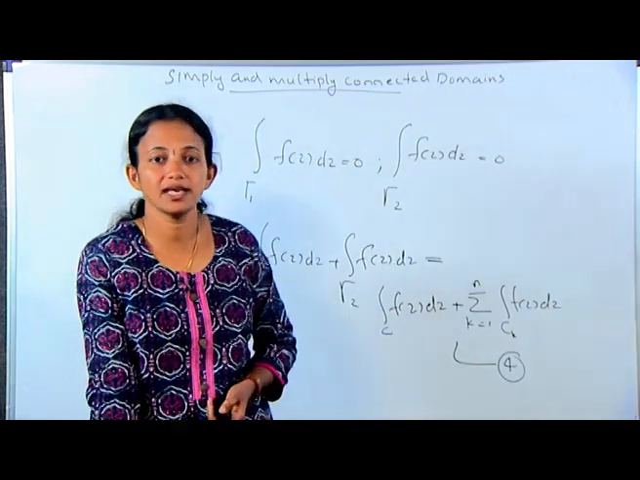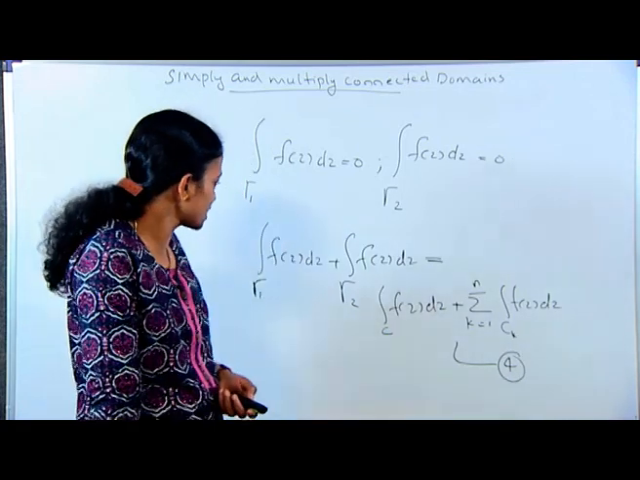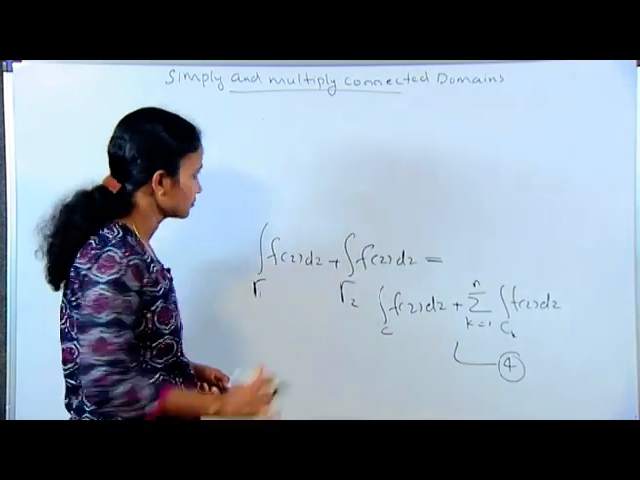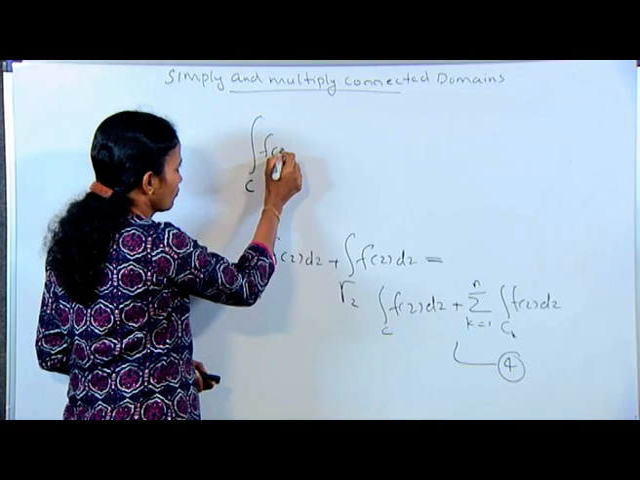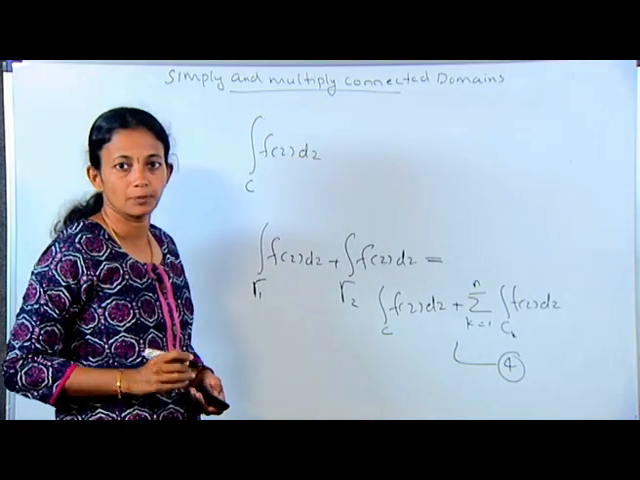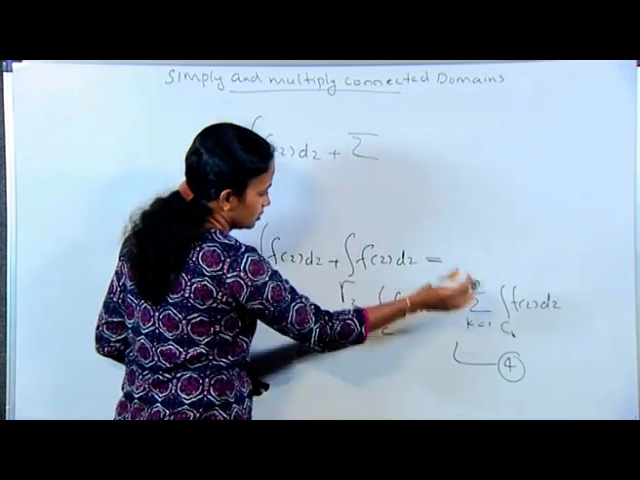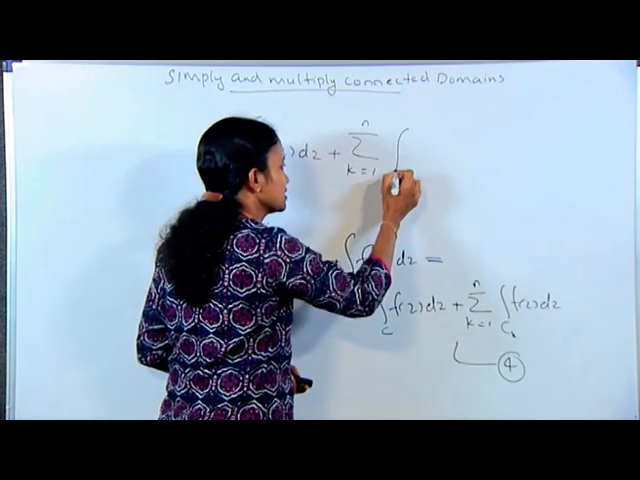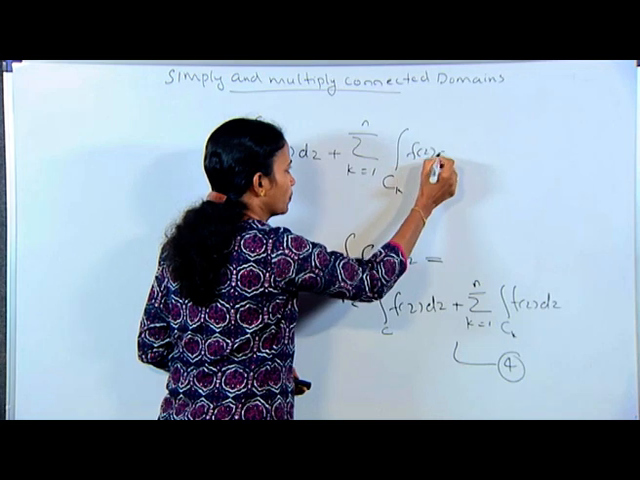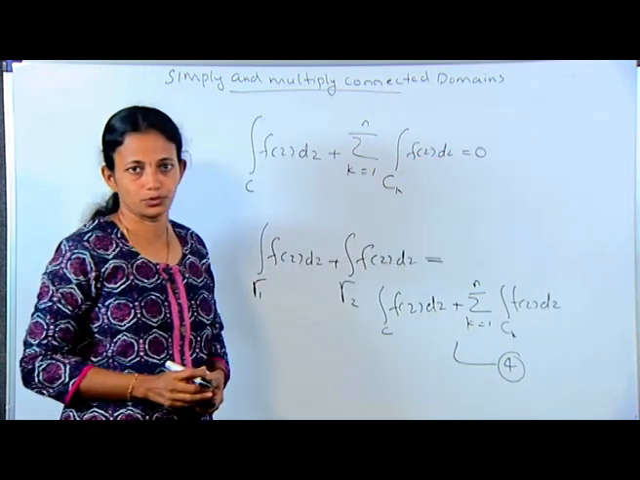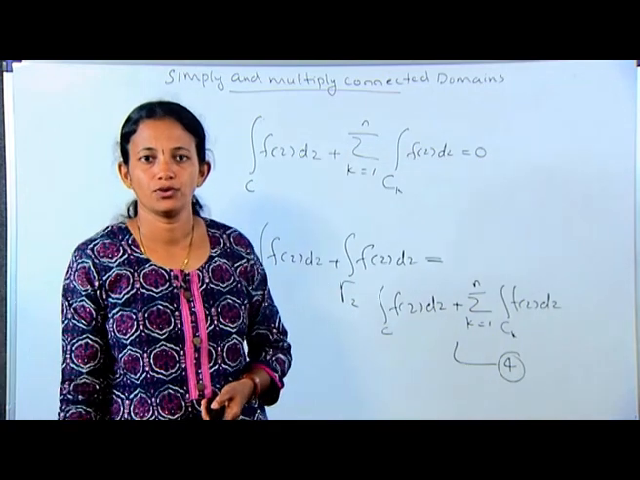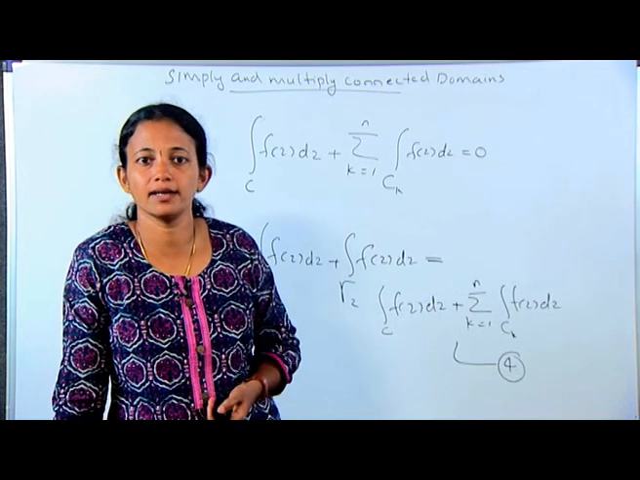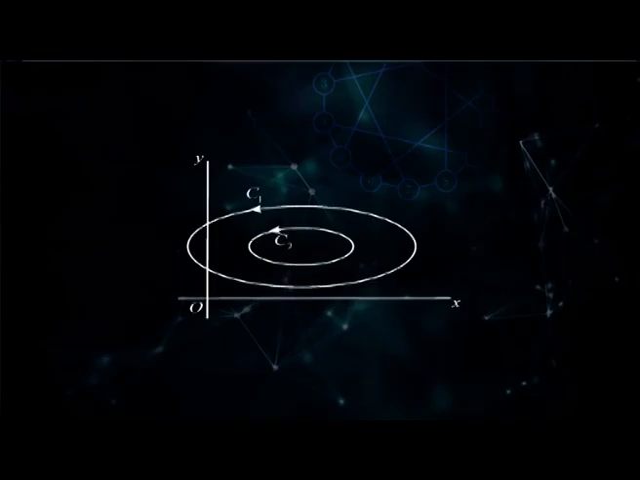Then from equations number 3 and 4 we obtain the integral over C of f(z) dz plus the sum, k varies from 1 to n, of the integral over Ck of f(z) dz is equal to 0. Here completes the proof. The following is a compact form of the above theorem. That is, we have a corollary, the principle of deformation of paths.